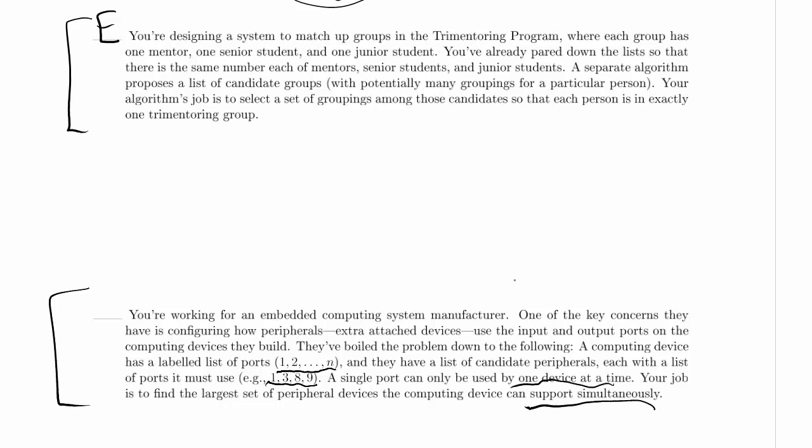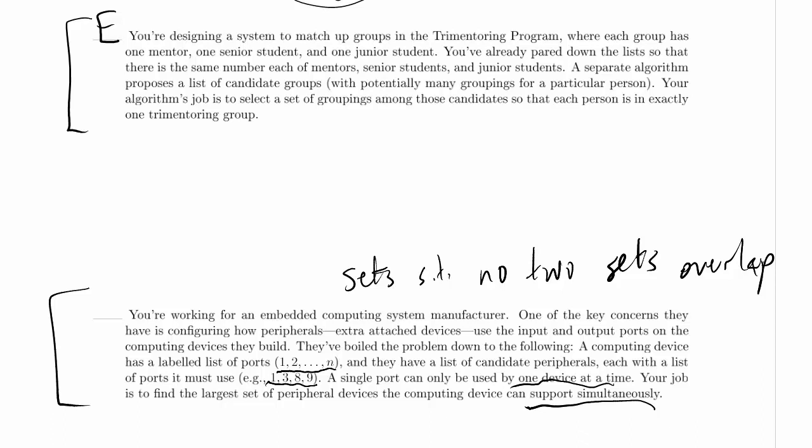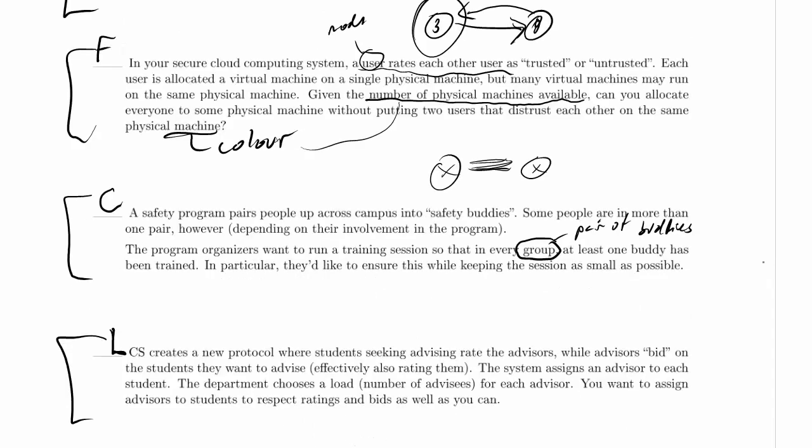So you're going to find sets. You want to find sets such that no two sets overlap, right? Because if they overlap, then both peripheral devices use the same port. So let's just go back up and remember which of these set problems is set up so that no two sets overlap.